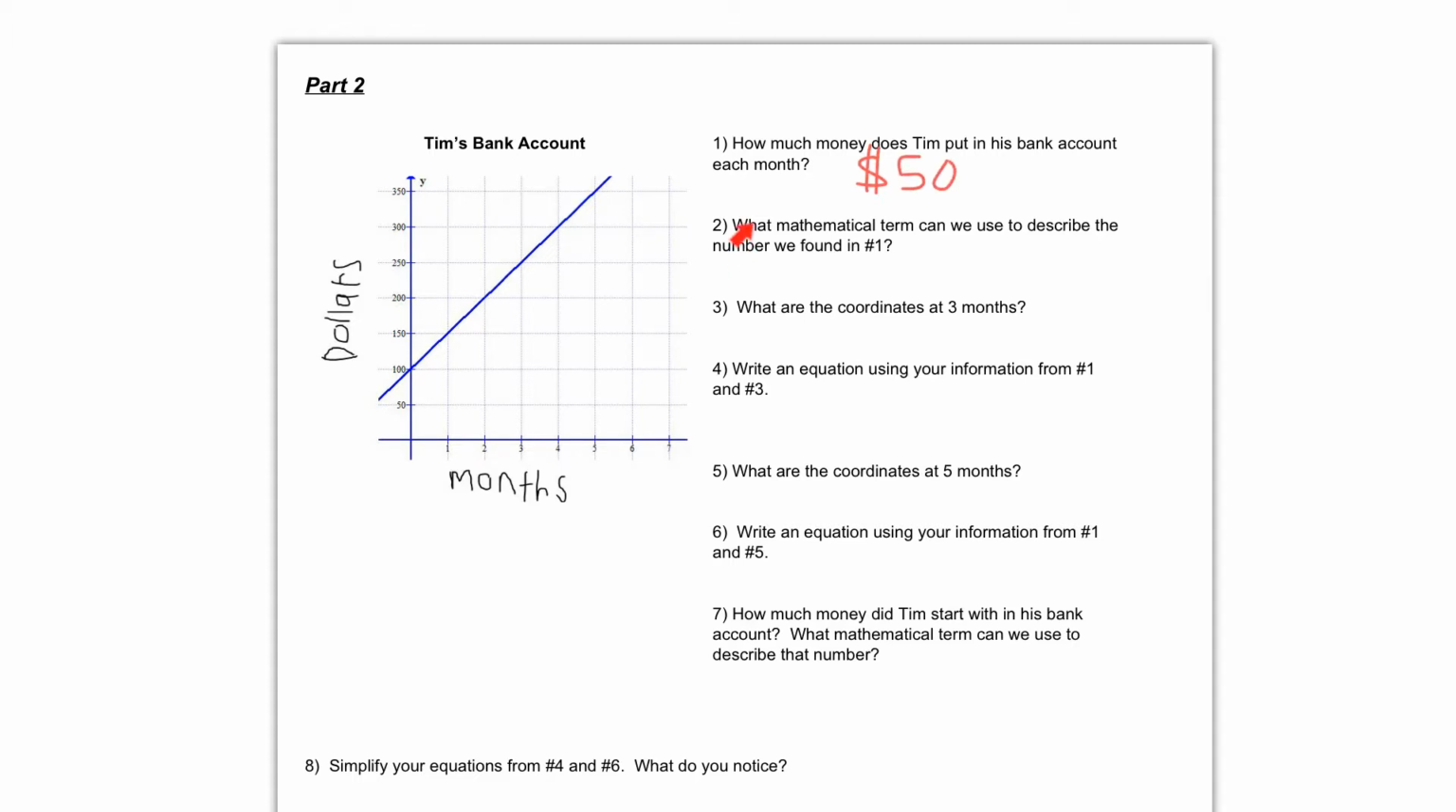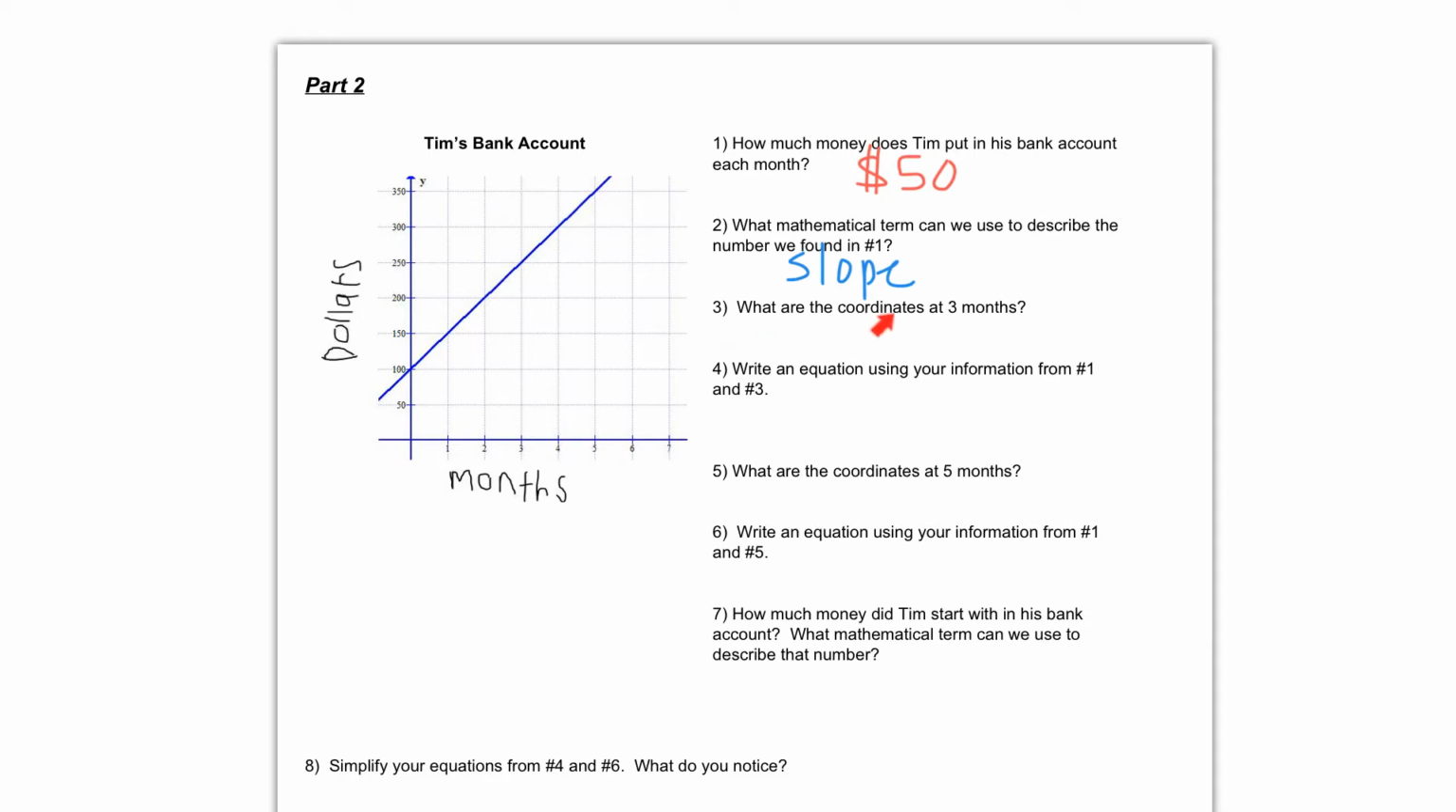Number 2 says, what mathematical term can we use to describe the number we found in number 1? So that number that he's adding each time, which we used to think of as a common difference, we can also think of as the slope of our equation. So we can write slope for number 2.